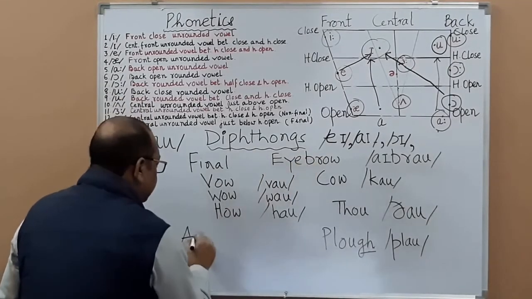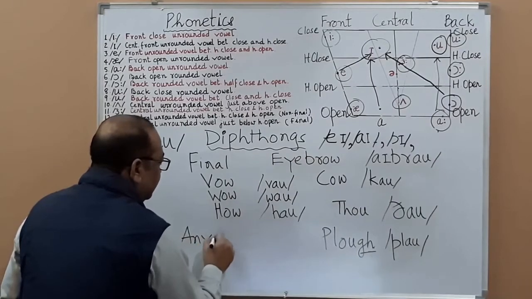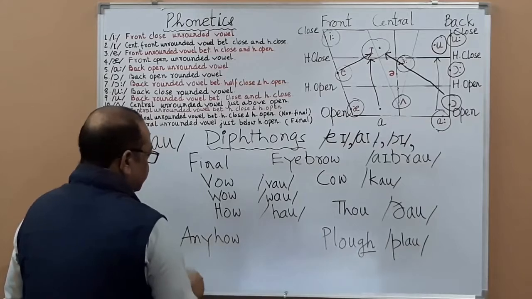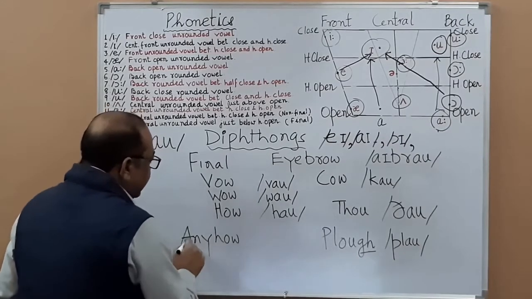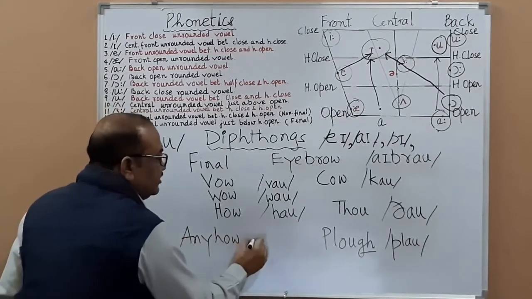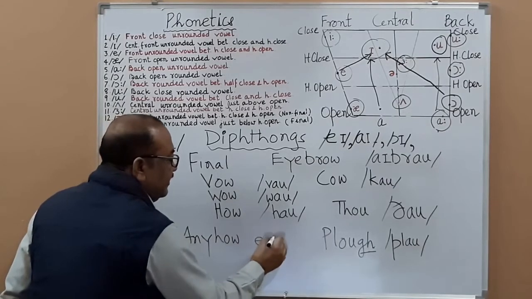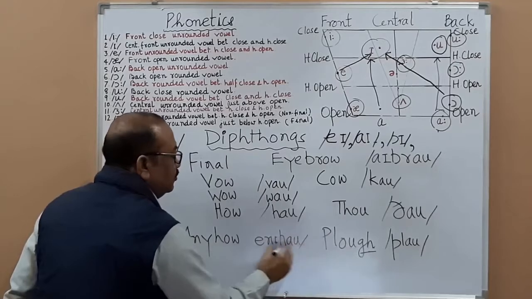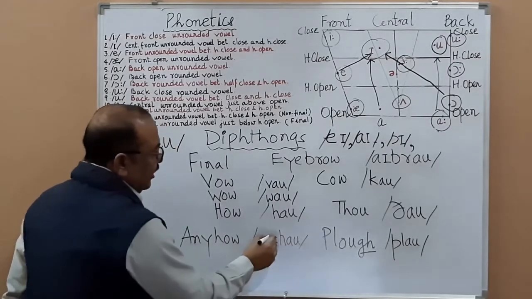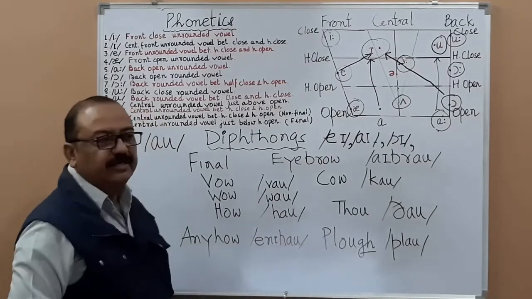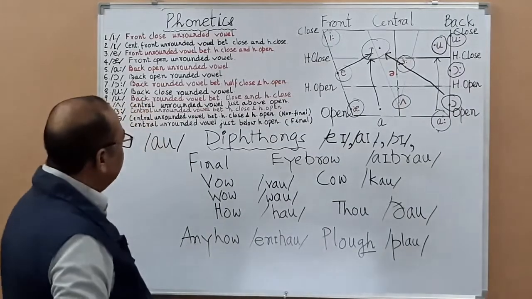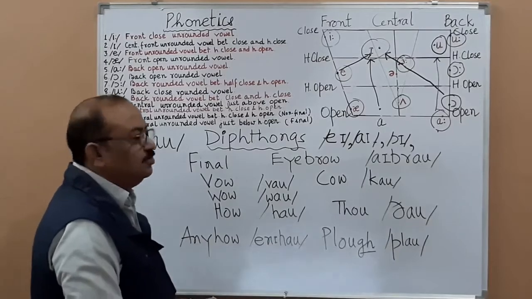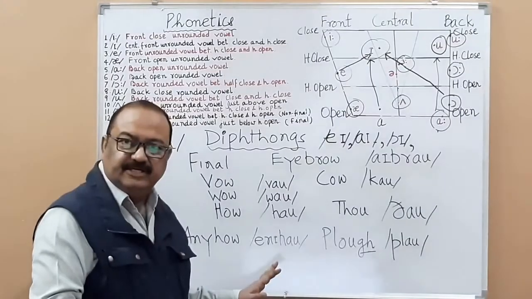Since he had taken a long word, I am taking another long word: anyhow. See, now this sound is coming, a, ni, any, then how, anyhow. Is it okay? Sufficient? Yes, sir. We have done all the three. Okay. Now we move on.